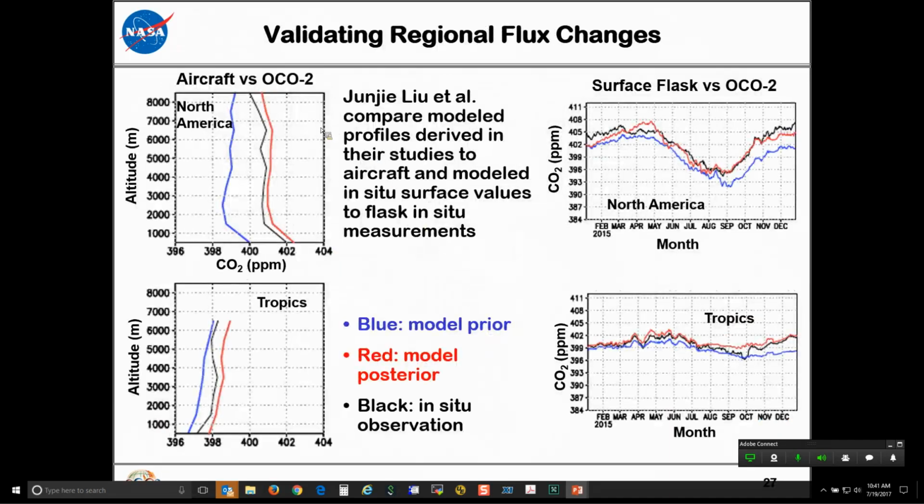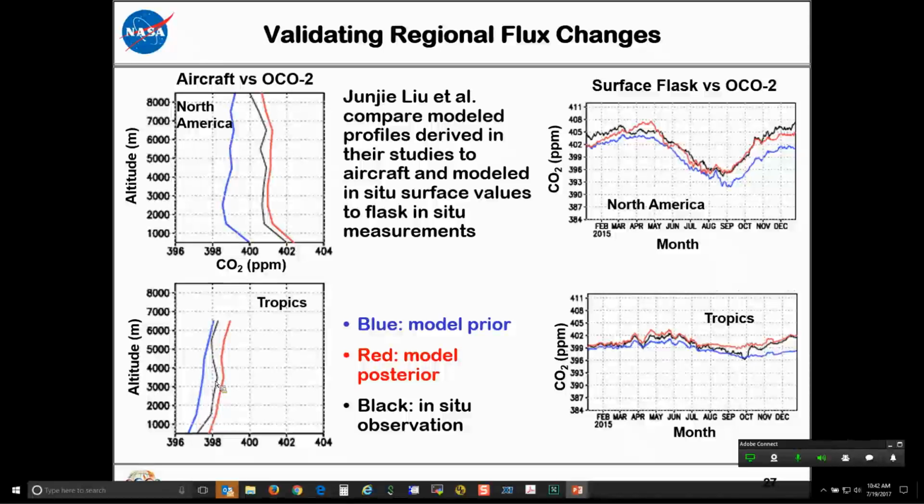Well, one way that Junjie proceeded to do this was to look at aircraft profiles, those shown in red here, over the US and over the tropics, comparing results from the prior that she assumed in her flux inversions to the final retrieved results shown in black here. And what you can see is that in every case, the retrieved, inverted results move the CO2 concentrations closer to the observations where observations exist.